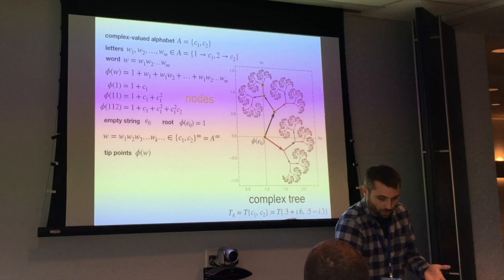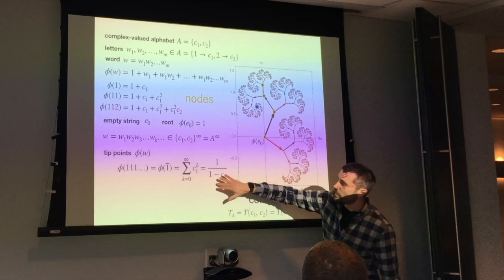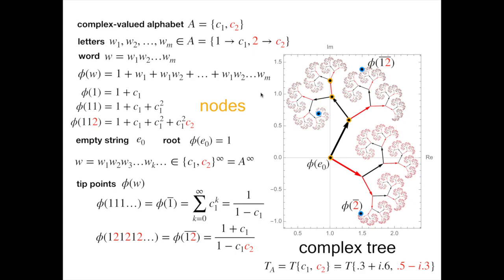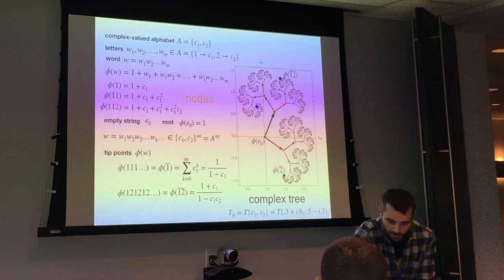The typical one is this one that's just 1 1 1 1. That's the geometric series expression, like the other one there. But then, for example, 1 2 1 2 1 2, you also get a closed form for it. And if your word is periodic or eventually periodic, you get closed forms to play with.